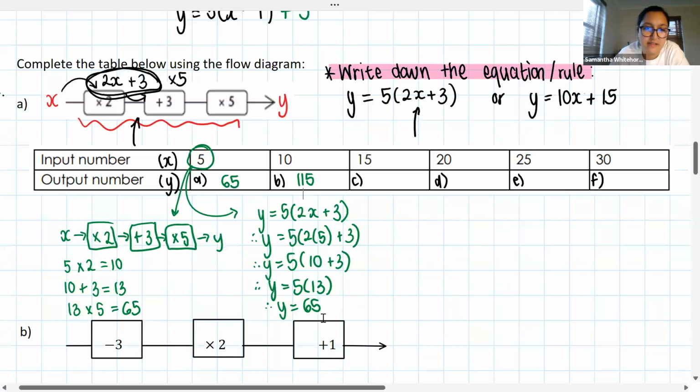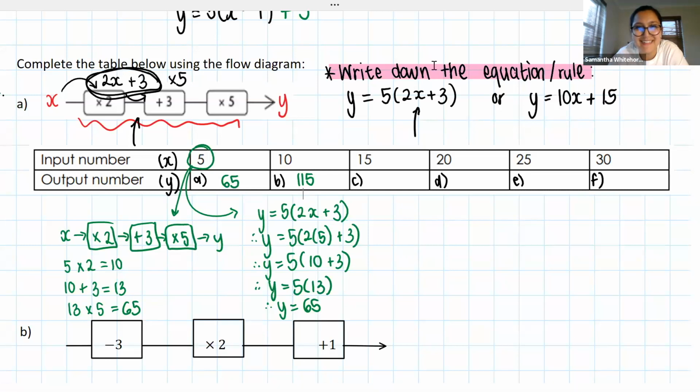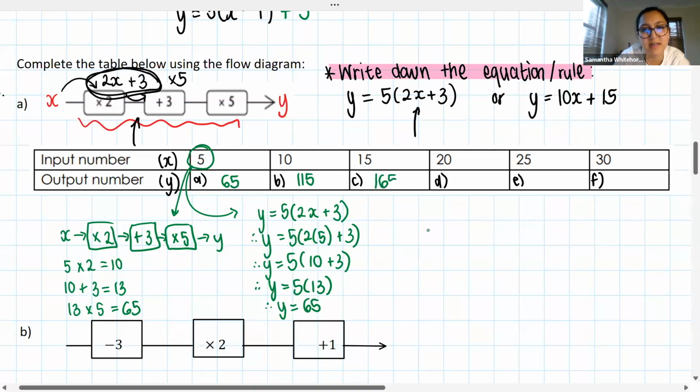Nice, Sarah. Hi, I did the equation, and my answer was 165. Perfect, well done. Okay, so guys, as you can see, flow diagram, equation, whichever one you want, you're going to get the answer.